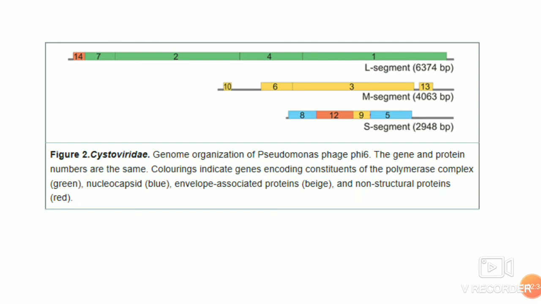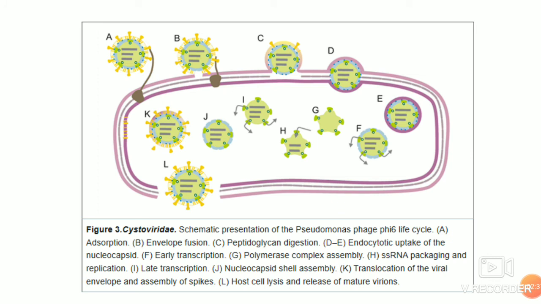Now coming to the infective cycle, virions are adsorbed either through a rough lipopolysaccharide layer or to pili of the host bacterium. The virion envelope fuses with the host outer membrane, and the nucleocapsid associated lytic enzyme locally digests the peptidoglycan layer. Delivery of the viral polymerase complex into the host cytoplasm involves an endocytic-like process at the host plasma membrane.